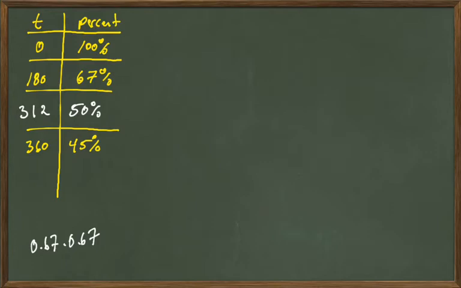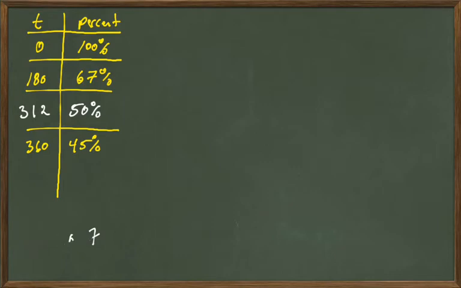So we start with 100%. This information was given to us. And so if we go another 180 days, we'll have 67% of 67%, which is about 45. And you see the half-life, or 50%, falls in between the two there, and 312 is closer to 360, and the 50% is closer to the 45%. So that all seems reasonable to me here.